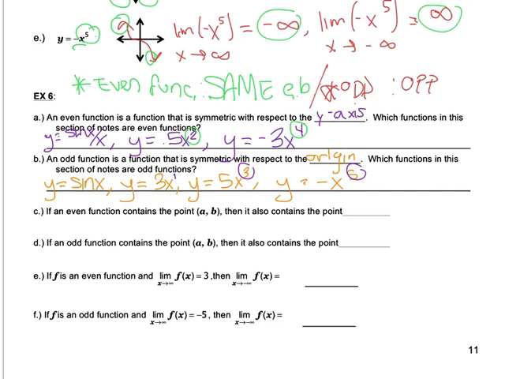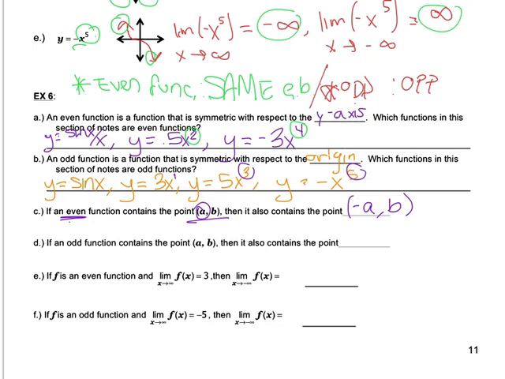So if an even function contains the point (a, b), then it also contains the point what? Remember, we saw that even functions were symmetric with respect to the y-axis, meaning if I used a specific x value, in this case a, that would mean when I plug in the negative of that, so negative a, I would have the same output of b. So now we're looking at how that translates to coordinates of a point on an even function.